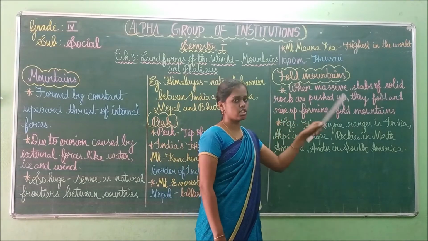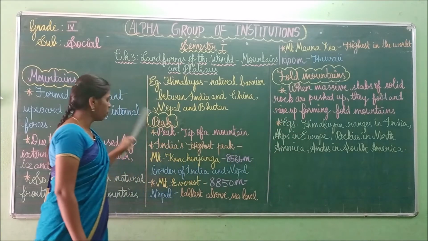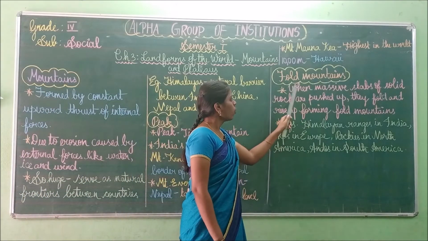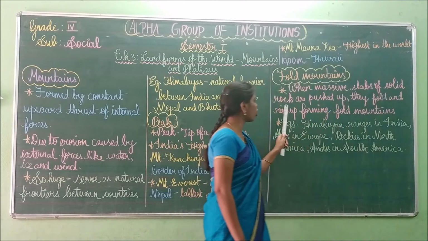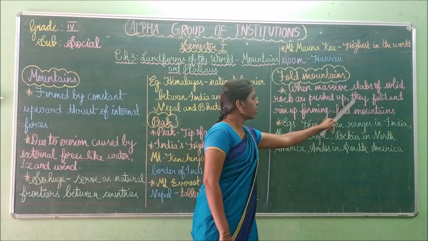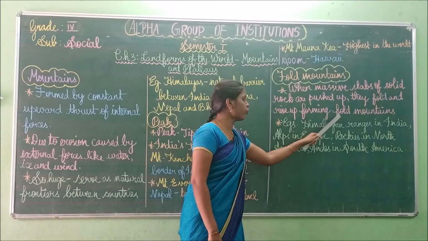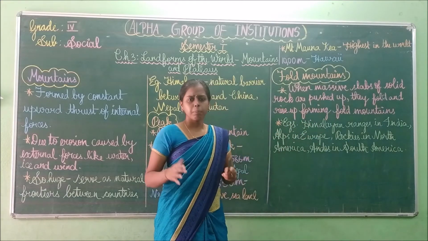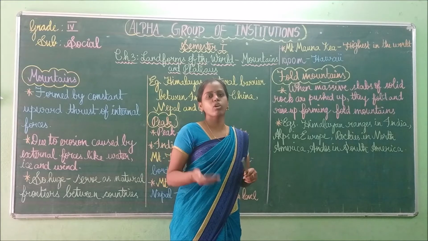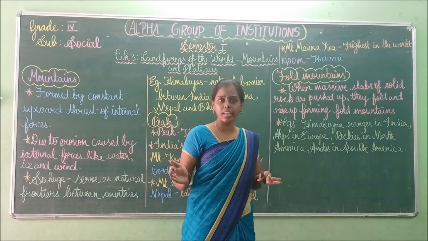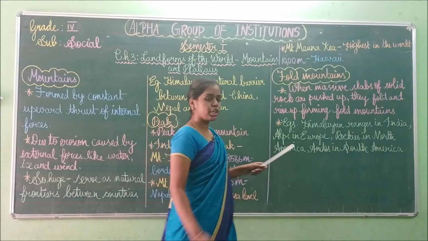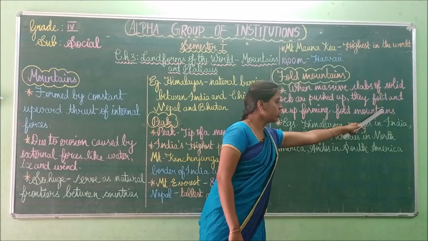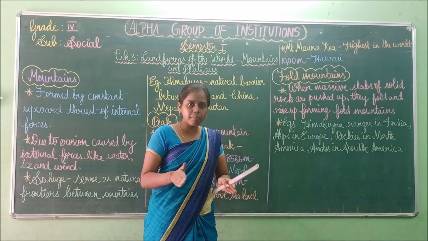Then fold mountains. In the mountain, peak is the tip of the mountain and the other type is fold mountains. When massive slabs of solid rock are pushed up, they fold and rise up forming fold mountains. So when massive slabs of solid rocks, very big rocks, are pushed up because of some force, due to this push up of the rock, they fold and rise up.